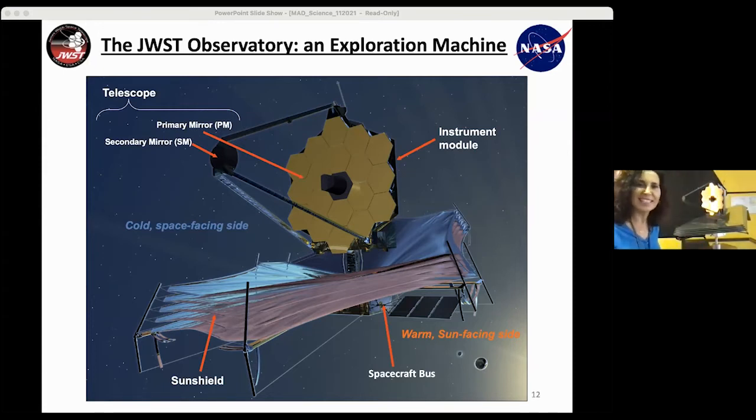But then the other thing that's special about James Webb is this. It's a sun shield. It's like a beach umbrella. It's really big. If this was with you at your house, this part is as big as a tennis court.